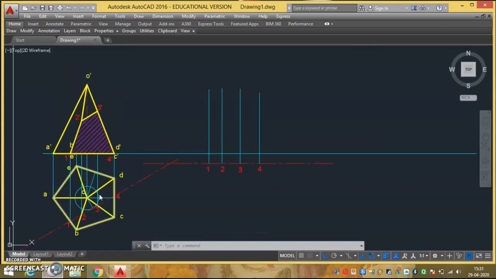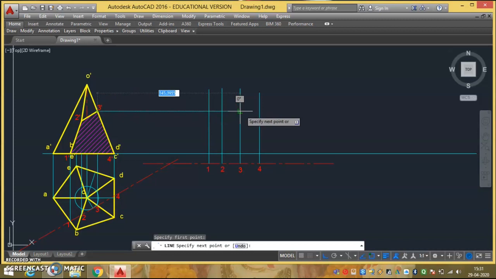So what I did is I have taken the horizontal line here parallel to the XY line, marked one point here, then from here to here I have taken the distance in compass, put it here and marked 2, then 1 to 3 distance I have taken in compass, put it here and marked 3, then 1 to 4 distance you take in compass, put it here and mark 4. So like that you can get 4 points. Once you get 4 points, then I can just project all these points on this side.